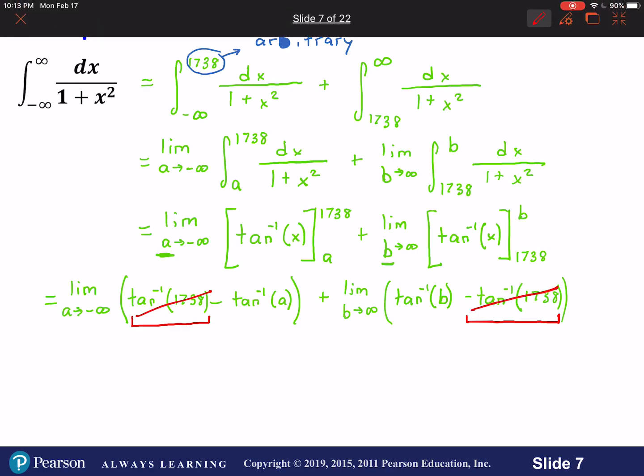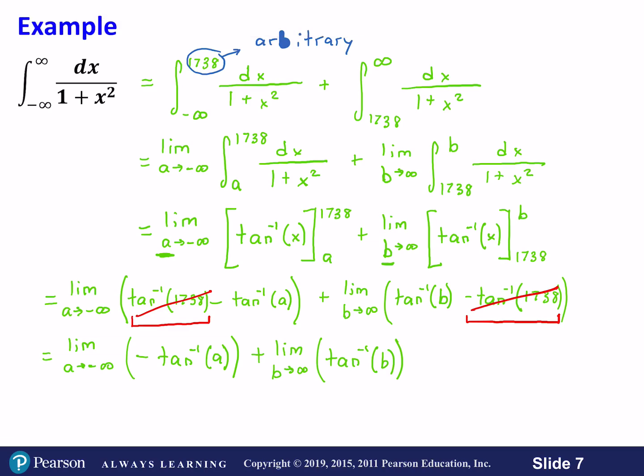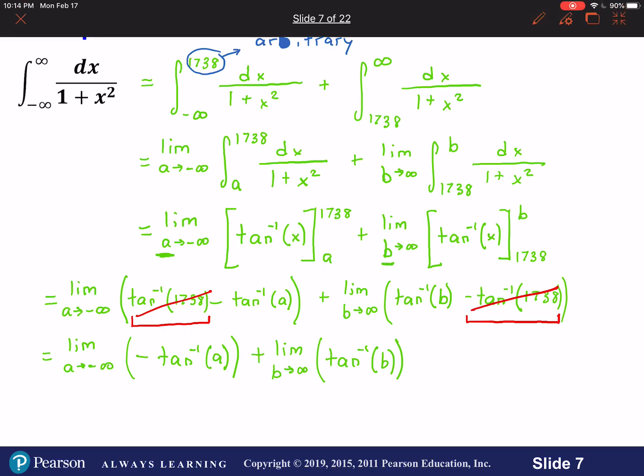All right, and so that's going to leave us with the limit as a approaches negative infinity of negative arctangent of a plus the limit as b approaches infinity of the arctangent of b. Alright, so here is a hard step. We have to think about what these limits are equal to. So the way that we come across an answer for this is to recall what the graph of arctangent looks like.